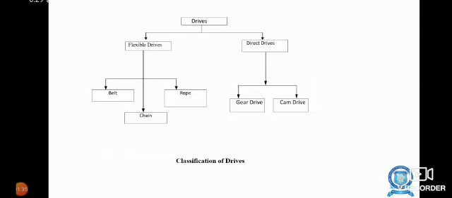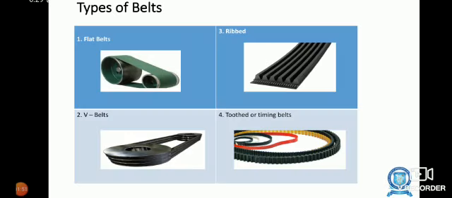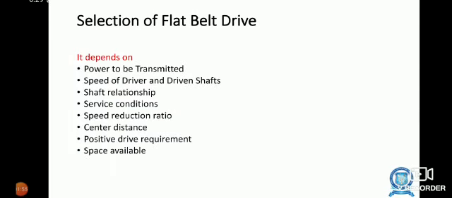Classification of drives. Drives are classified into two types: flexible drives and direct drives. Flexible drives are classified into three types: belt drive, chain drive, rope drive. Direct drives are classified into two types: gear drive, cam drive. Types of belt: flat belt, V belt, ribbed belt, tooth or timing belt.